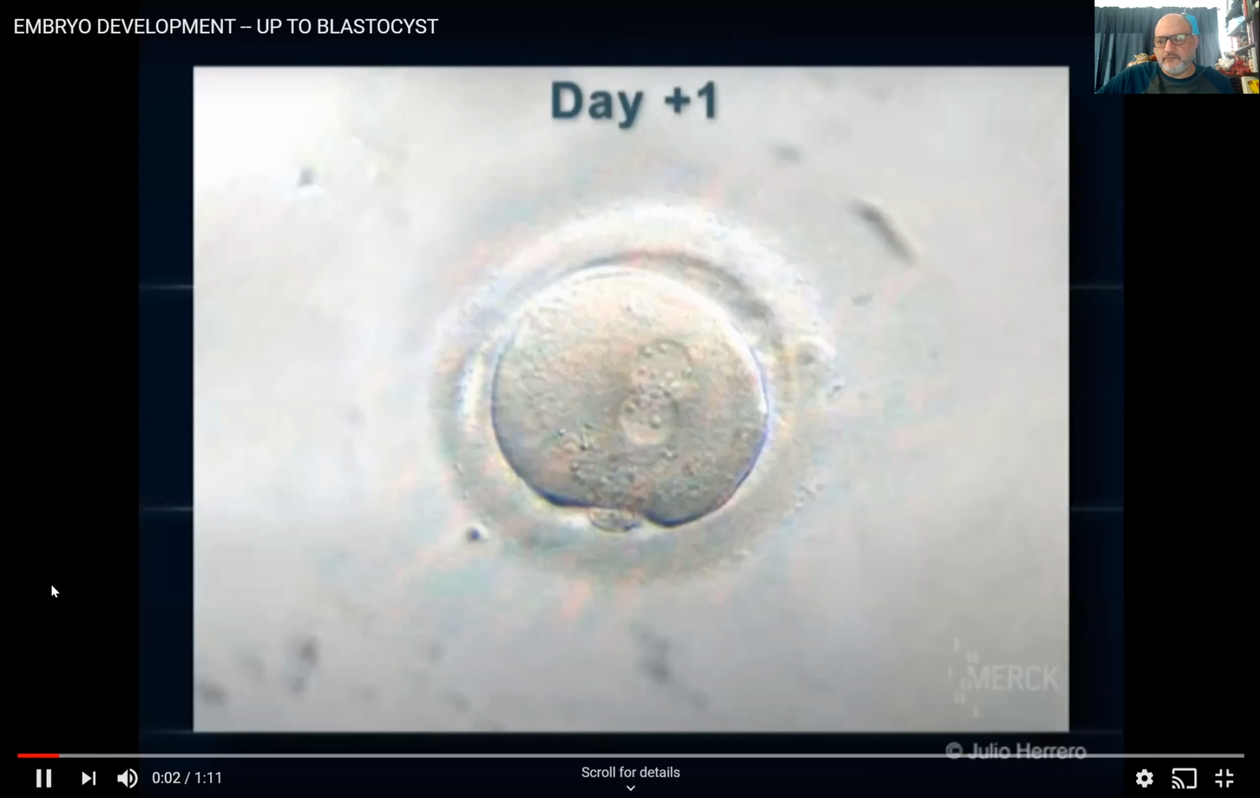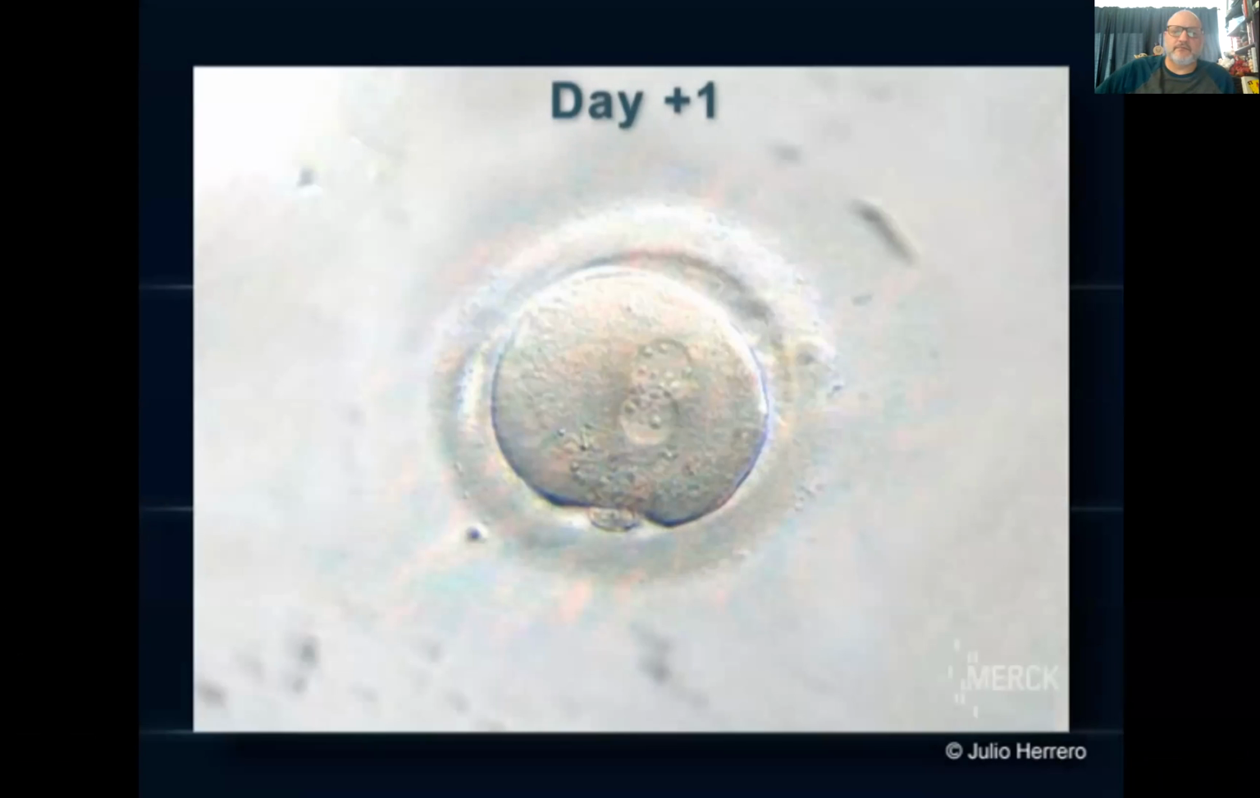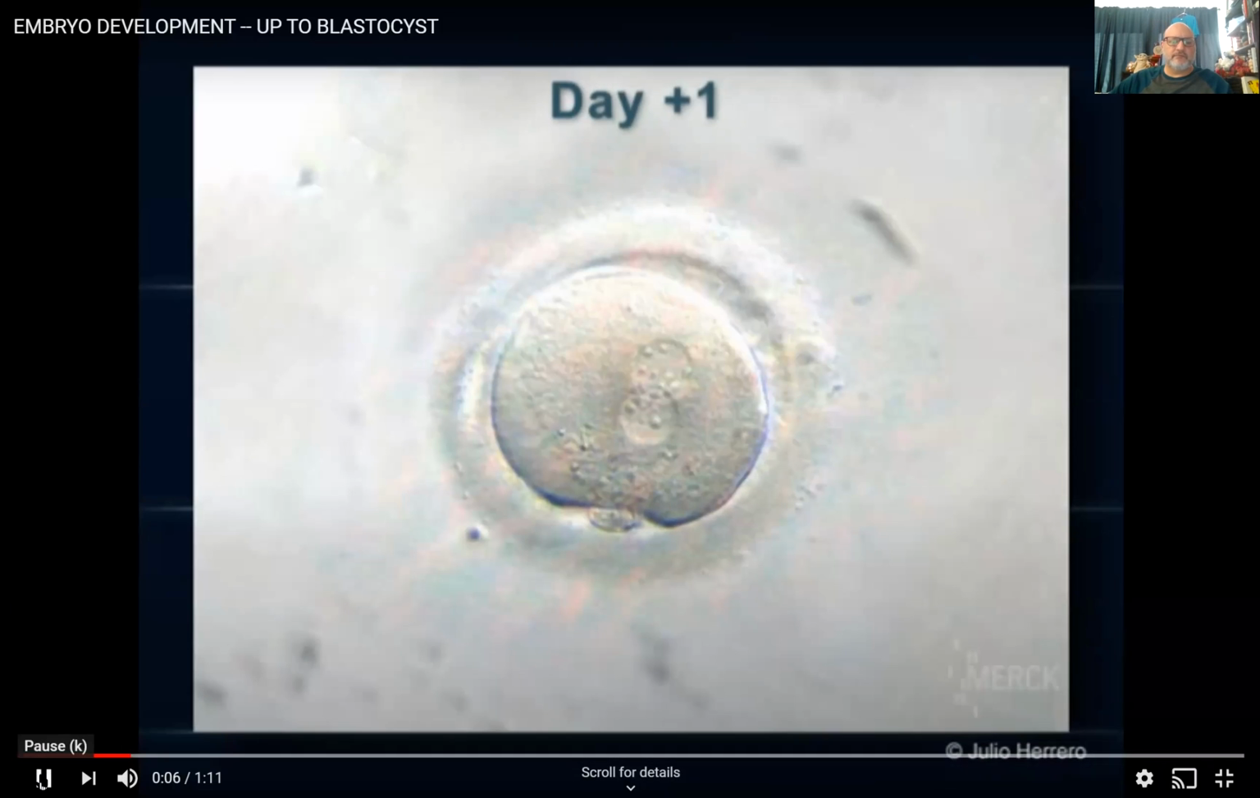One day after fertilization, the embryos are observed under the microscope. If fertilization has occurred, a single cell is seen containing 2 nuclei. So again, as you can see, there's my annotation, the 2 pronuclei, one from the egg, one from the sperm, that have not fully come together yet. Male and female.